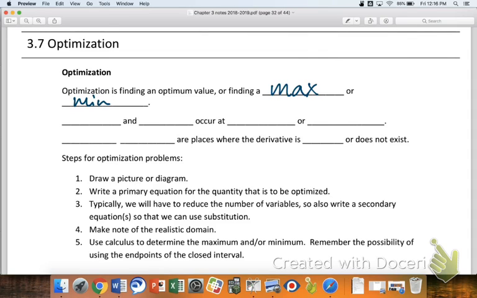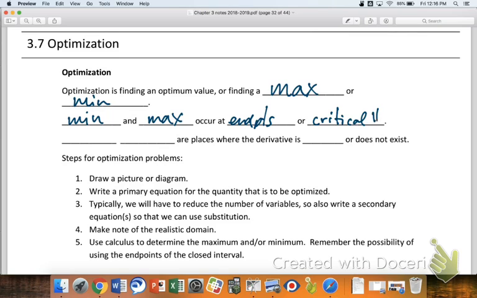I'm hoping that you've heard me say this enough. I'm exaggerating when I say 1,000, but if I say 30 times, I'm not exaggerating. I probably said this 30 times in the last 2.5 weeks. Blank and blank occur at blank or blank. Oh, okay, and what would you say the first ones would be? Absolute and max. Okay, yeah. So I'm not going to put the word absolute in there yet. I'm just going to say min and max, and then I heard somebody say endpoints or critical numbers, right?